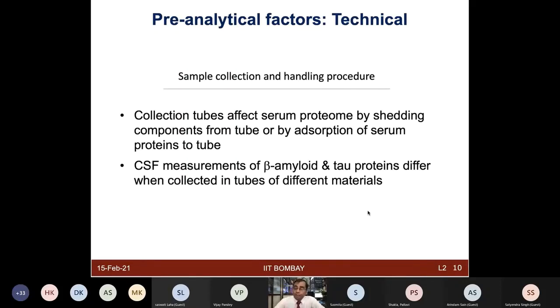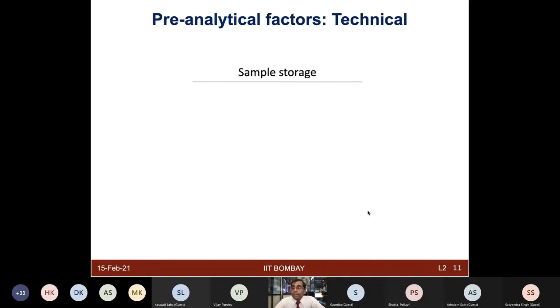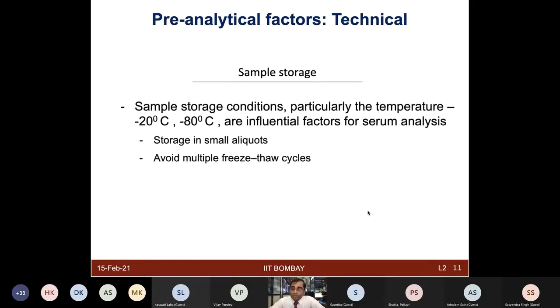These are some experimental work which has shown why it is so important to pay attention to a small thing like the quality of your tubes, the storage conditions, right? And again, I'm sure all of you are quite experienced in the field, but you have to keep in mind that multiple freeze thaw is going to be very detrimental for any sample.